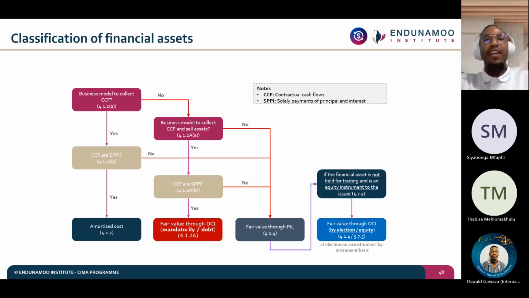So here, the last portion, the last on the far right, the two blocks, they are talking about financial assets that are equity instruments of another entity. So if you are holding shares of another entity, and you are not holding these shares to trade, then you would classify these shares as being held at fair value through other comprehensive income.